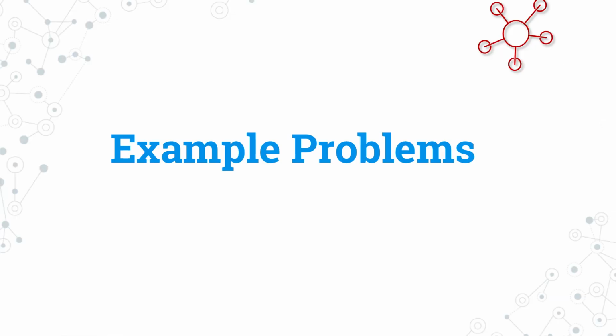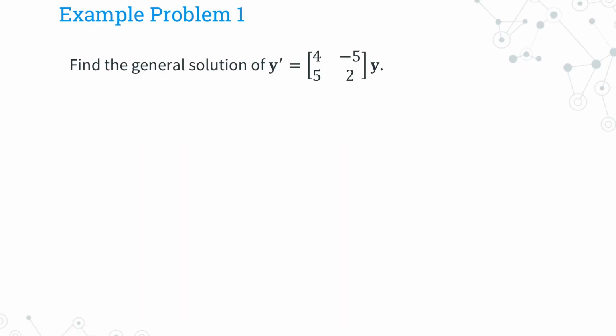We're going to look at 3 example problems, and you can follow along in your notes. Let's start with example 1. This says find the general solution of y prime is equal to the coefficient matrix 4, negative 5, 5, and this is supposed to be a negative 2. So if the notes posted online still have that as a positive 2, please change it to a negative 2. And all of this is times y.